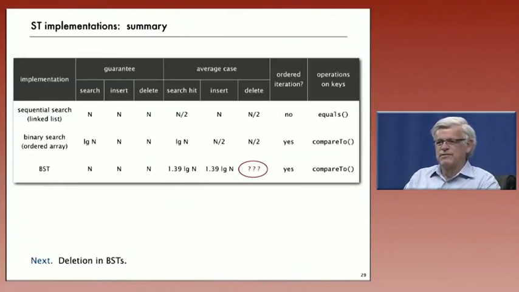So we need to fill in this one table. What's the cost of deletion in a binary search tree? How are we going to really do that?